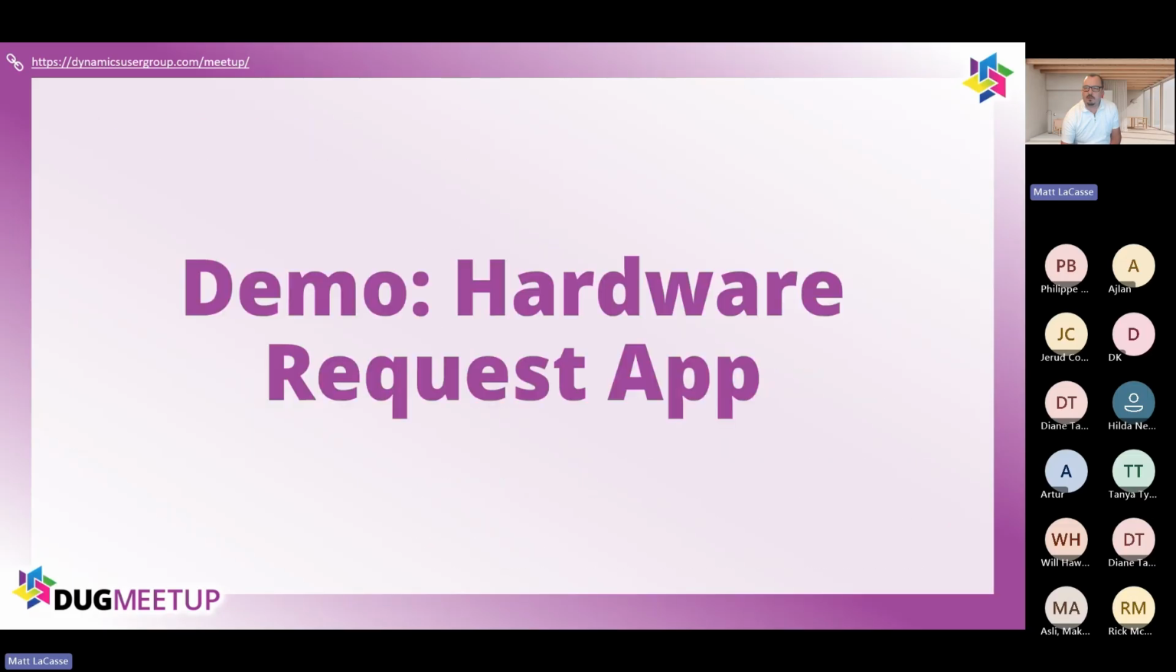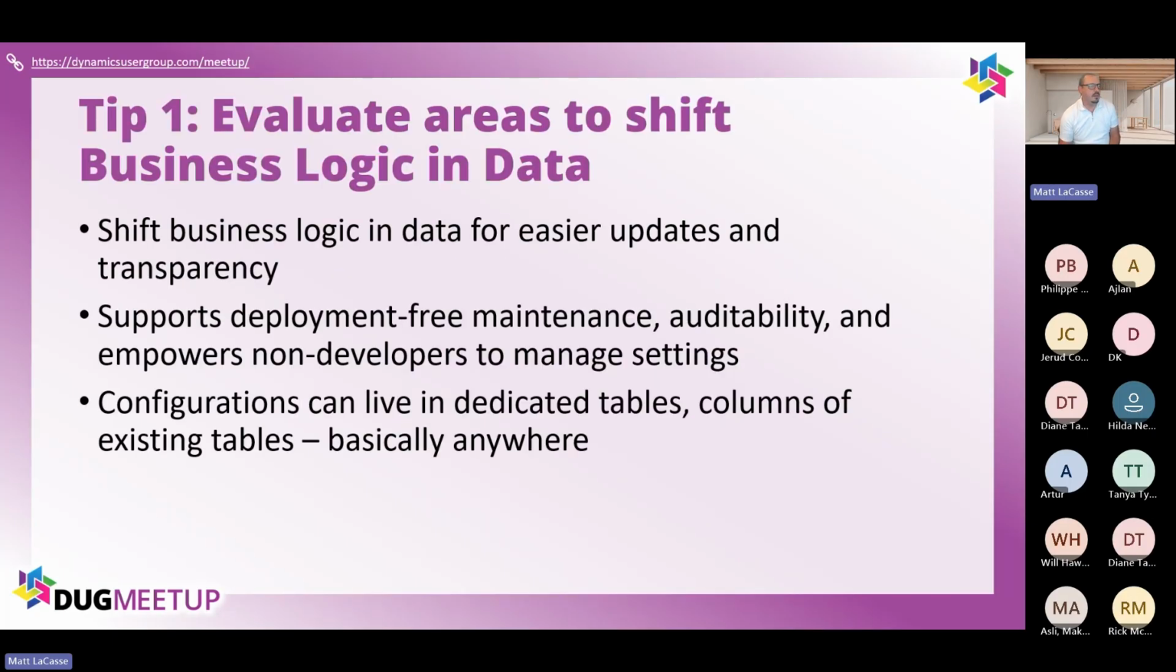So from there, we've done our demo. And so now we can get into some tips, and we're going to start to make this look a little bit better. So tip number 1 is to evaluate areas in your app to shift business logic into your data layer. So the idea here is, this is the foundational tip on top of which all the other tips are going to be built. The idea is to migrate identified areas of your solution configuration and move them into your data layer.